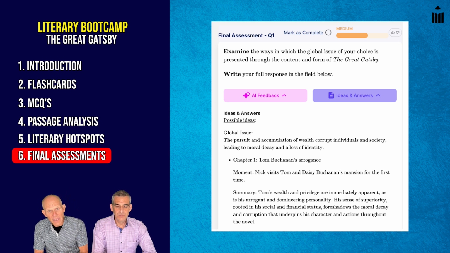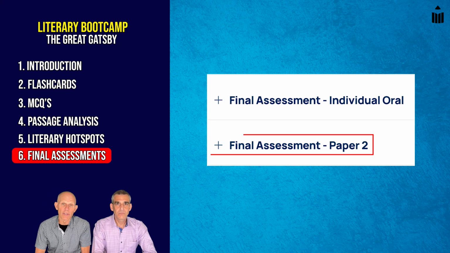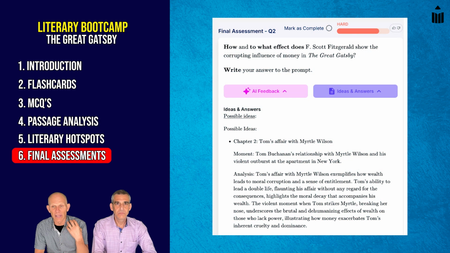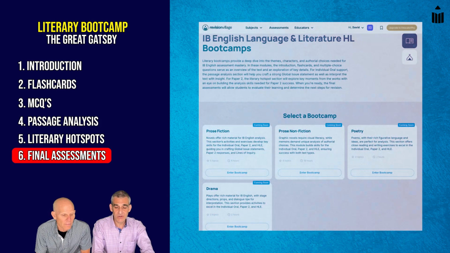Then the second final assessment is paper 2 driven. You'll have a question that you respond to, and you provide a rich, detailed answer to that question in a paper 2 style. And once again, for both of these sections, you'll have a complete range of possible answers and sample answers so you can see what works and what will help you excel on your IB English experience.